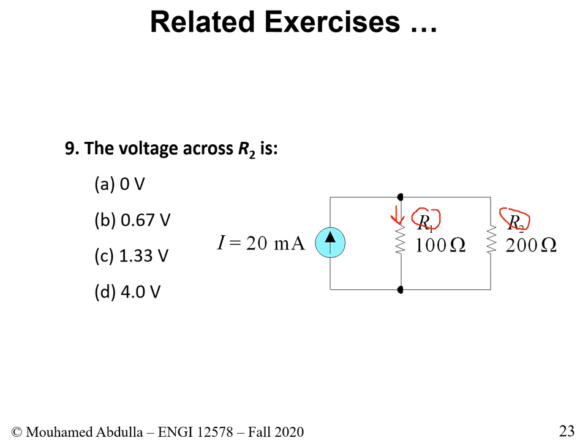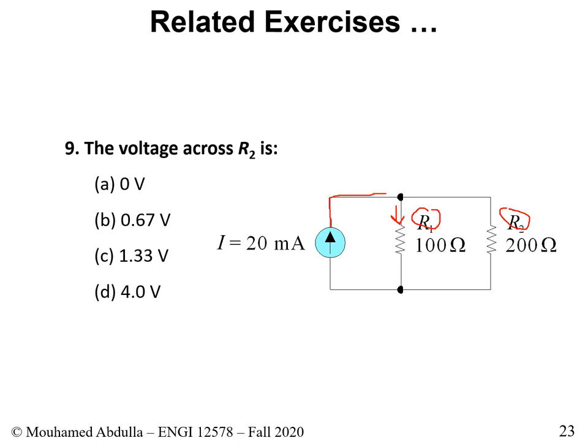Otherwise, if we knew the current because the other question had that current, it would be that current that we found, 13.3, times the resistance, times the 100, and right away we should converge to the answer. But let's assume we didn't see question 8. This is a brand new question. So what would we do in order to find the voltage across R2? First thing first, maybe we could look at the path of the current.